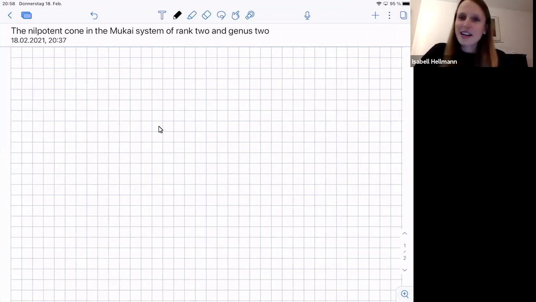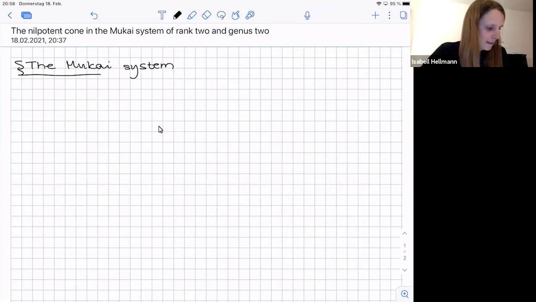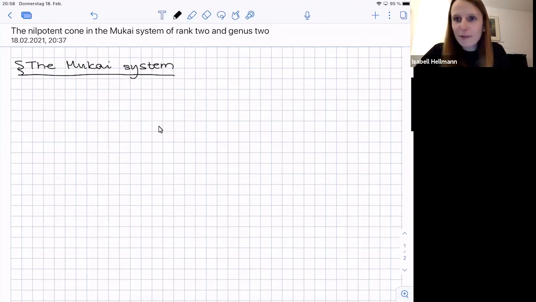And yeah, I want to talk about the nilpotent cone in the Mukai system of rank 2 and genus 2 today. And so I will just start by explaining what the Mukai system is. I don't know where you all come from, what your background is, so please feel free to ask questions at any time. I'm happy to answer them.